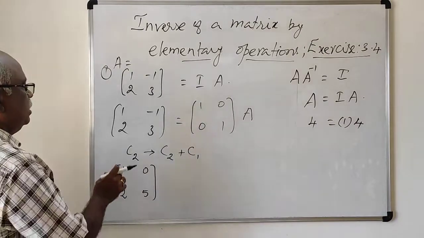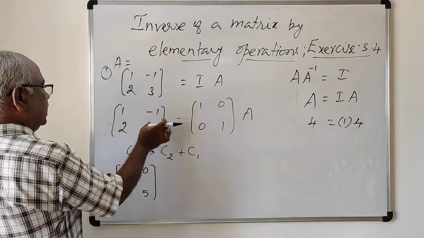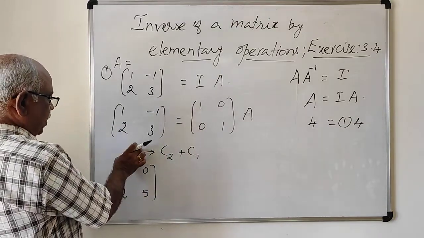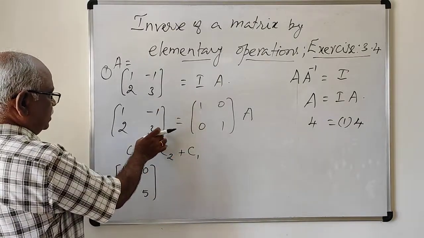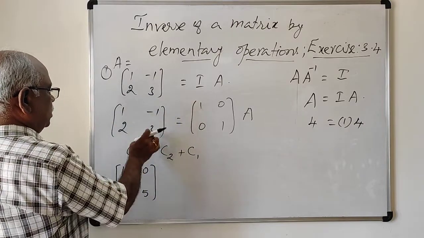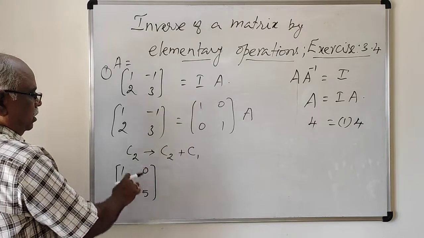I repeat, the column 2 elements are added with the column 1 elements, and the answer should be expressed in column 2. Column 2 elements after adding column 1 elements: minus 1 plus 1, 0, 3 plus 2, 5, and that should be the column 2, the new column.